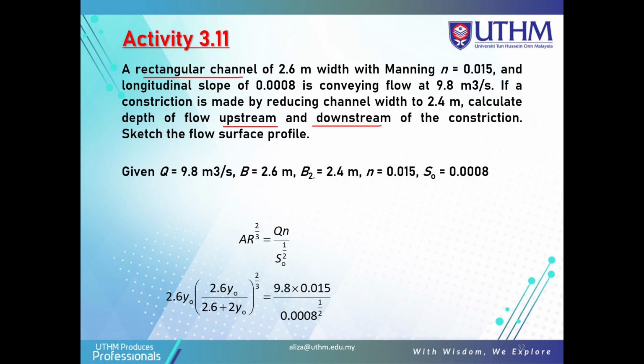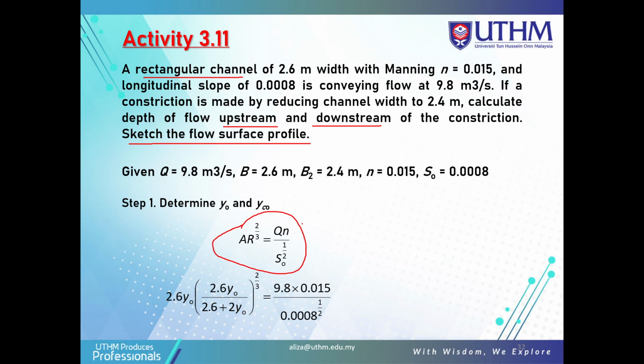Now we look at activity 3.11 here, to get the rectangular channel, because it must include the sketch of the constriction. Given the data here, first you must find the Y0 and YC0. Because Y0 is not given, they just give you B and B2 here and no Y0. That's why you must find Y0 first. Find Y0 using this equation.